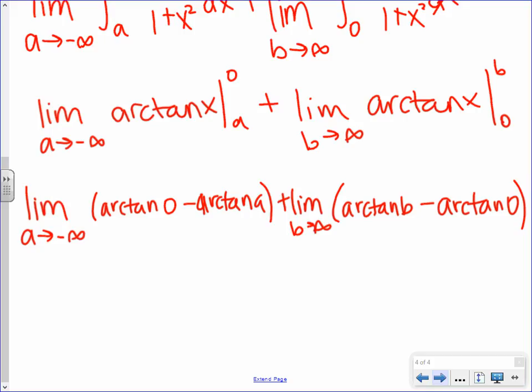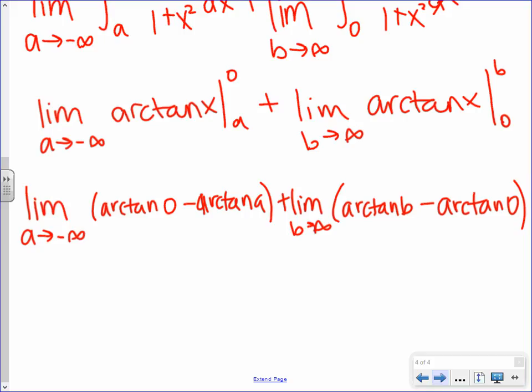What is it approaching here? Think about tangent and where the asymptotes are for tangent. And negative pi over 2. I'm telling you right now, you need to know what this looks like, so you can evaluate limits that involve arctangent. Because this will not be the last time you see a limit that involves arctangent in the infinities.